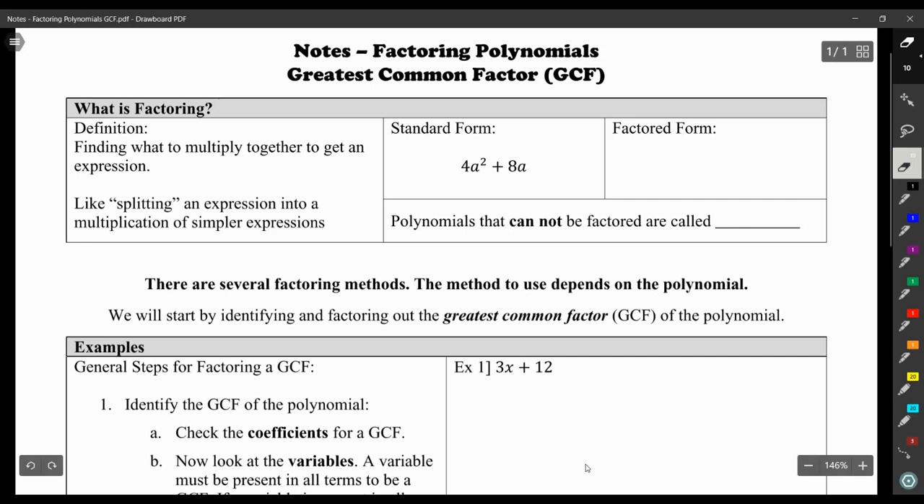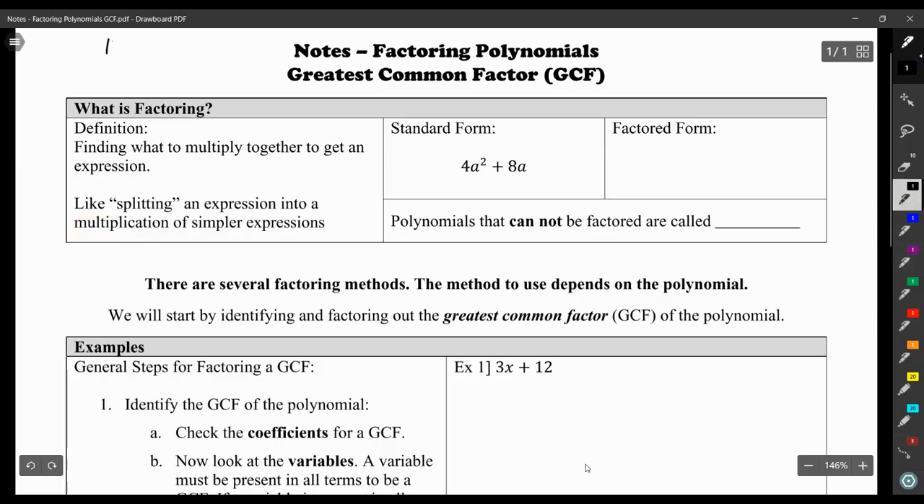Factoring polynomials with a greatest common factor. So first of all, what is factoring? Factoring is finding what to multiply together to get an expression or a number. Basically, we're splitting an expression into the multiplication of simpler terms. Let's go back to an example that makes a lot of sense.